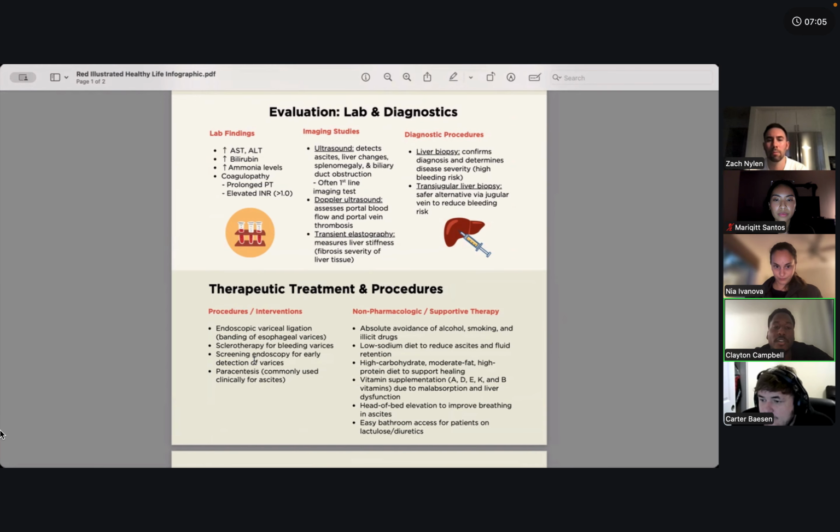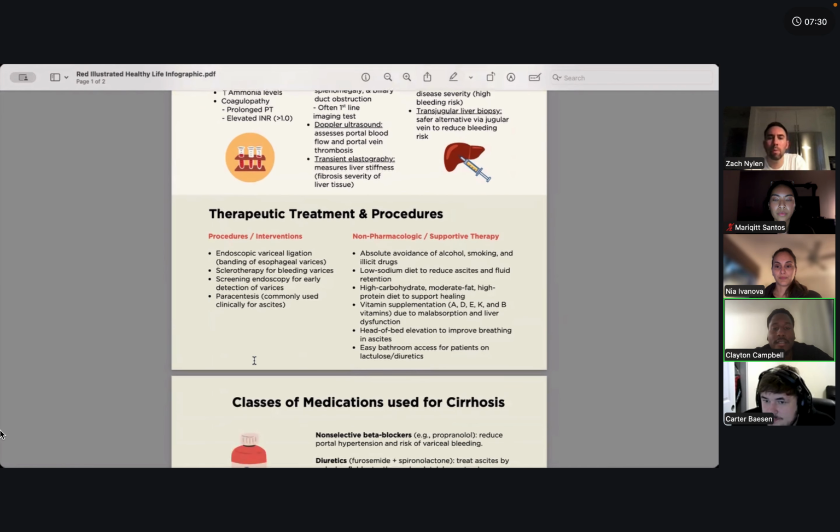In these patients, you're going to want to supplement vitamins, especially fat soluble vitamins, so A, D, E, K, and B, due to malabsorption and liver dysfunction. And with ascites, it's common to have pressure on the diaphragm, so elevating the head of the bed for the patient will improve their breathing. You want to make sure they have easy access to the bathroom because they're going to be on diuretics and lactulose is a laxative.